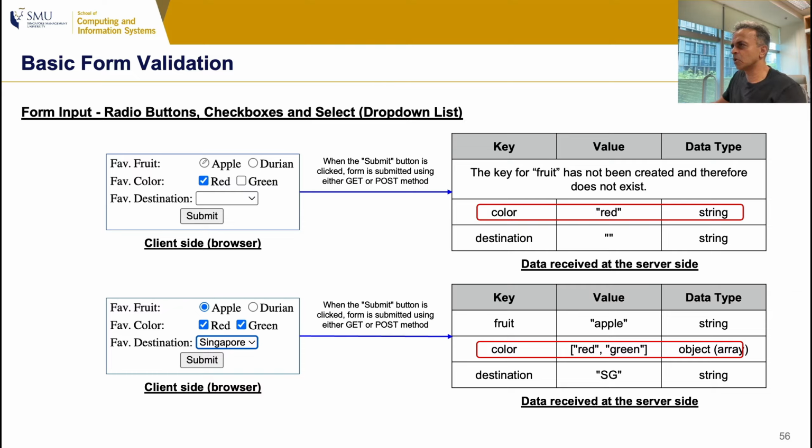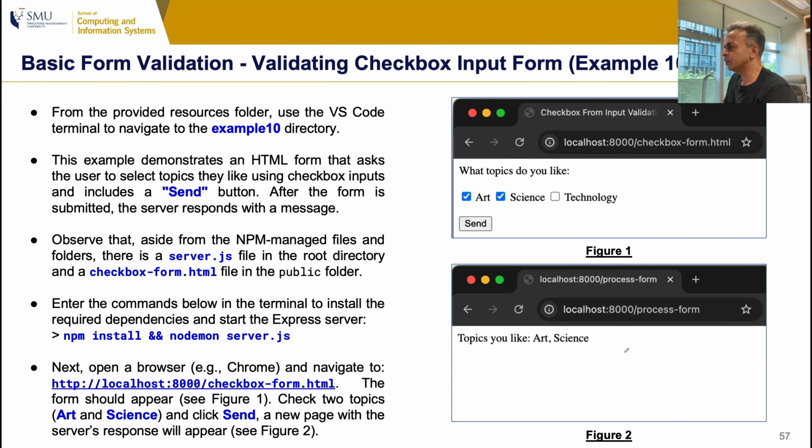Same thing with the checkboxes. And also another thing is that with checkboxes, you can select multiple things, not just one. So the value that is coming to you could be just one string or an array of strings. That also is something that needs to be handled on the server side. So we will do this in example 10, and once we do that in the code, we'll come back here and see how this is implemented and how it worked.